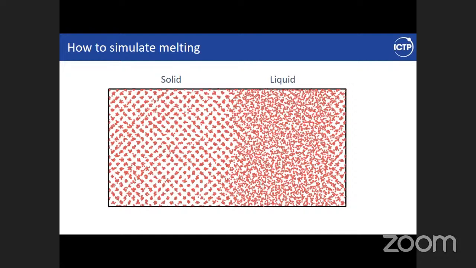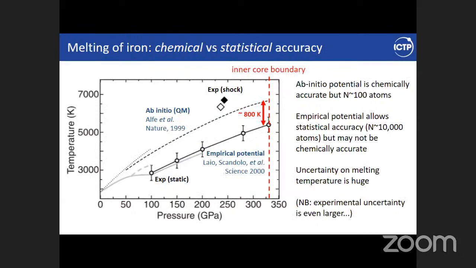So you immediately see that in order to simulate melting, you need many more than just 1,000 atoms, which is what you can afford with the standard QM DFT type calculations. So how do we try to go beyond that? Well, before I do that, let me actually show you this balance between chemical accuracy, which is what quantum mechanics gives you, and statistical accuracy, which is what classical potentials in principle give you.